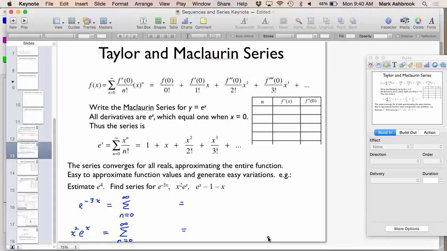So you're not starting over. The whole point is you're using the e to the x that we found. Just write it down, right? You just write it down. If e to the x is that, then what's e to the minus 3x? You just write it down. It's just the idea of function, right? The idea of function.